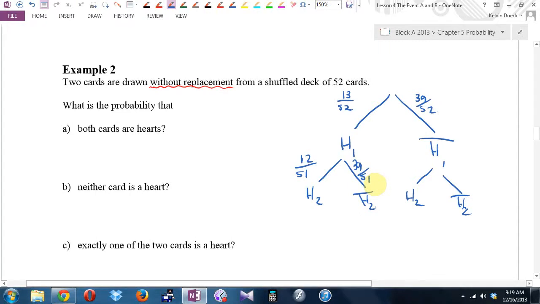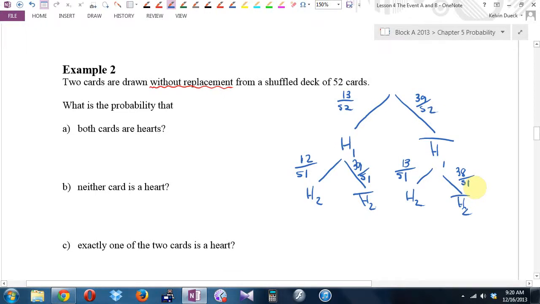Down the right-hand branch, we didn't get a heart. How many hearts are left in the deck? 13 out of 51. How many non-hearts are left in the deck? 38 out of 51. Sean, my friend, are these two branches identical to those two branches?